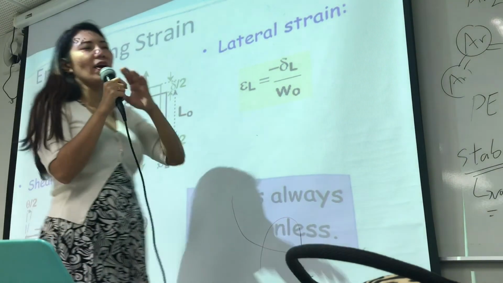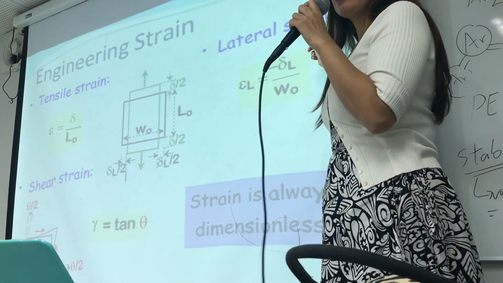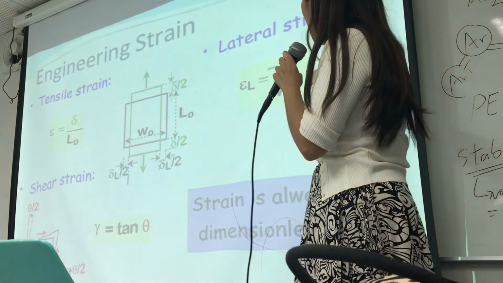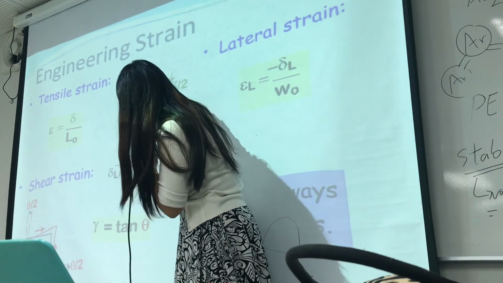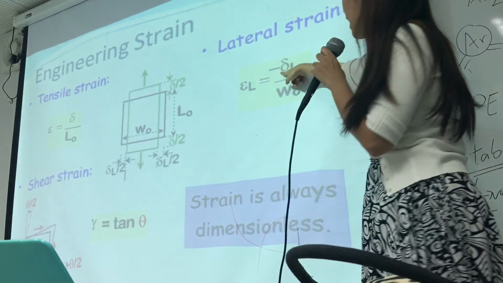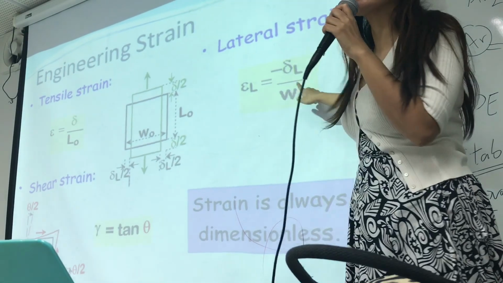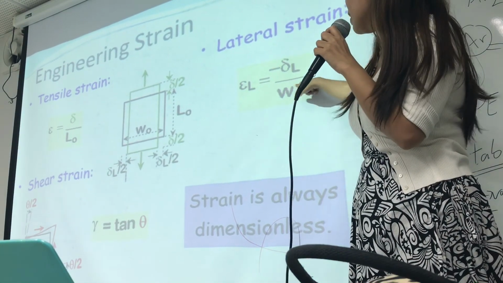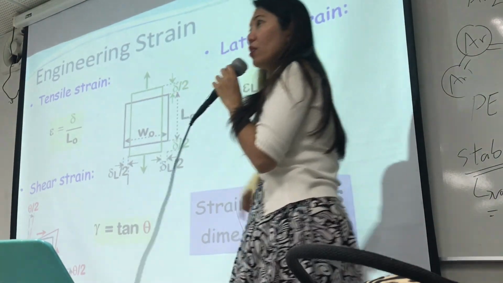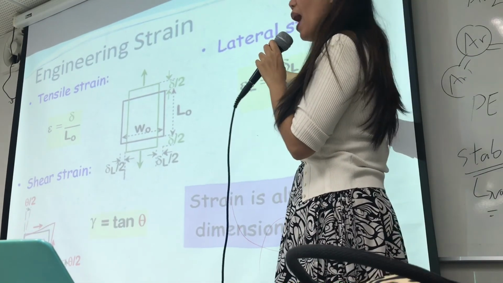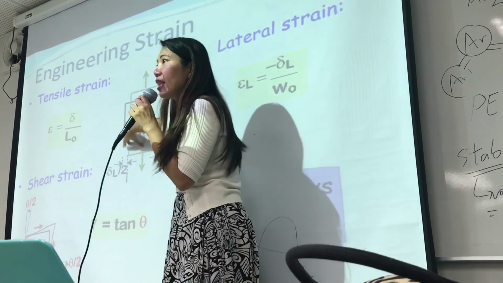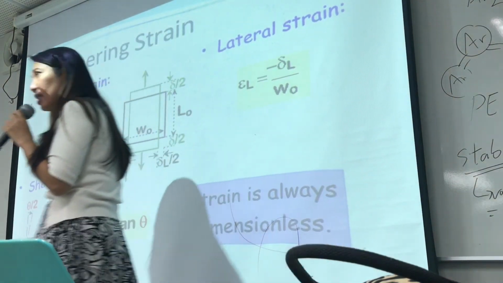How about how much thinner it gets? In this case, we call it lateral strain. So for lateral strain, we have epsilon L. We get how much thinner it gets: delta L over 2 plus delta L over 2 is delta L. And then over, do we have it over length or over width? Over width. And if you notice, there is a minus, a negative. What does the negative mean? Because it gets thinner, that's why it becomes negative.